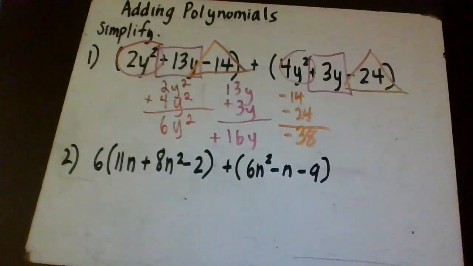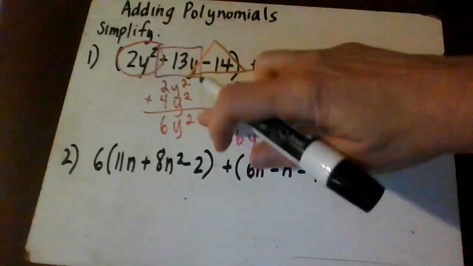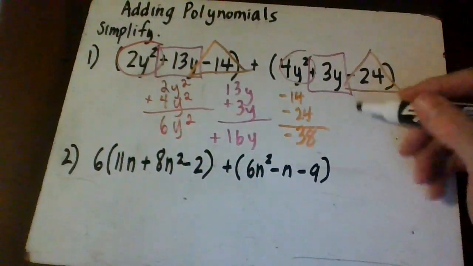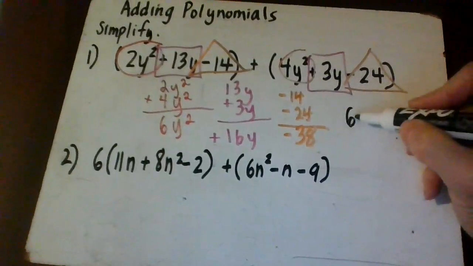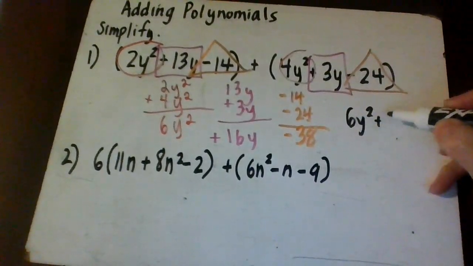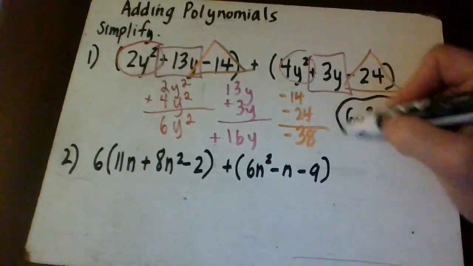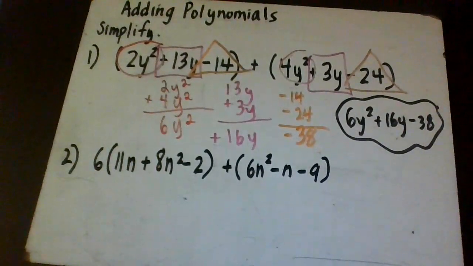Now, when you write your answer, make sure it's in standard form. So I put my like terms together. Standard form means I start with the highest exponent first. So my answer would be 6y squared plus 16y minus 38. You've collected some like terms before. We're just making them a little more complex now, and we're calling them something different, adding polynomials.